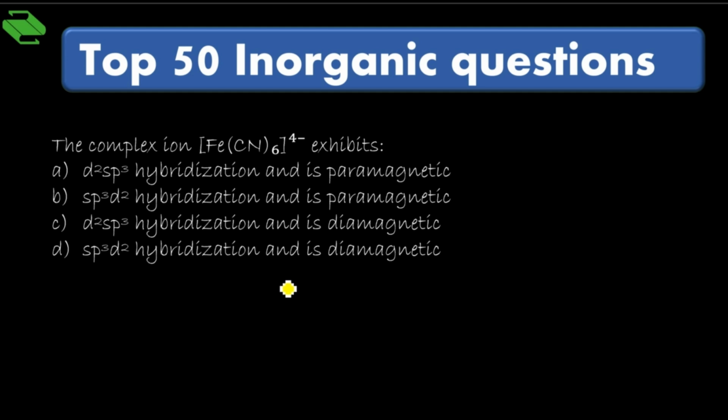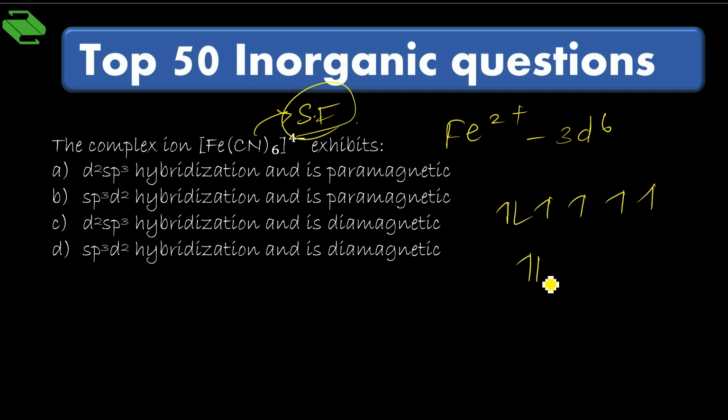d2sp3 or sp3d2. So I already told you this is a strong field ligand. So what that will do, this will do the pairing. The oxidation state is 2 plus, so 3d6. So 3d6 means it will get filled in the remaining 1, 2, 3, 4, 5, 6. Remaining I'm having d2sp3. That is the answer to the discussion.